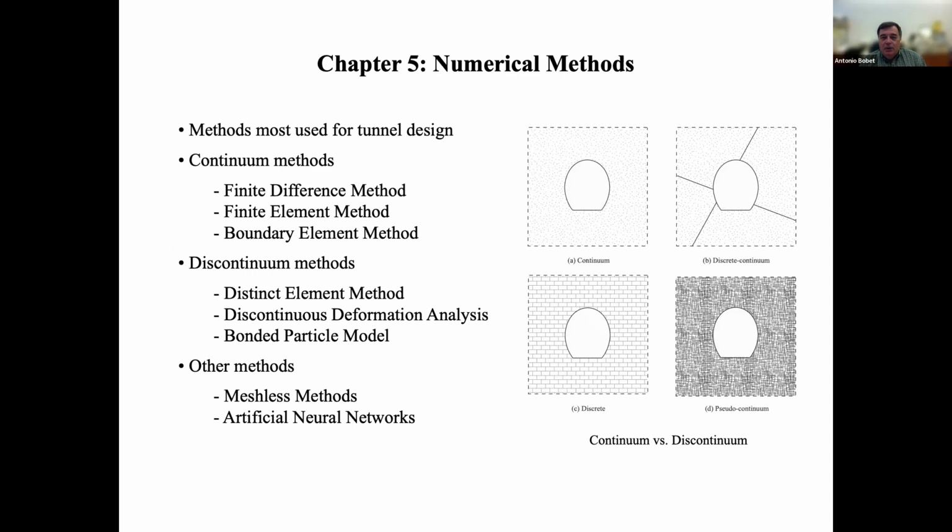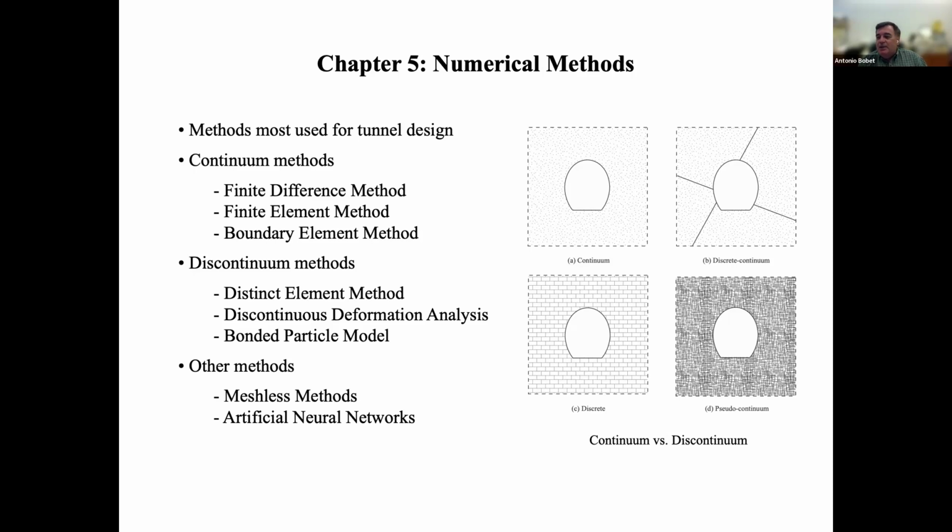Chapter 5 is about numerical methods, and you can see in the figure there is, of course, a discussion about continuum methods and discontinuum methods. We talk about the methods that we think are the ones most used for tunnel design. As I mentioned, we make this classification between continuum and discontinuum, and you see the different methods that we are describing. The idea is to provide the fundamental assumptions behind each method, maybe the fundamental equations that help the reader understand what the method is based on.